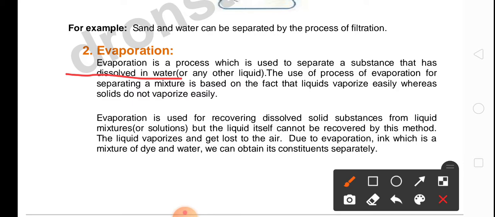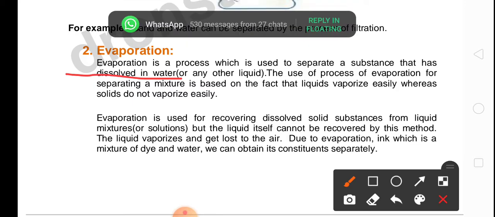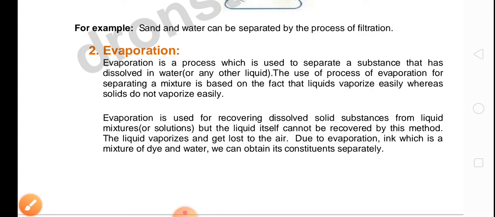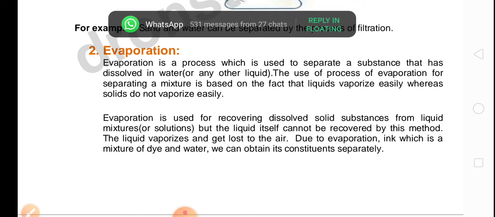I'll tell you one example. If we add salt to water, then salt will completely dissolve in water and we get a salt solution. If you want to get the salt back again, then we need to do evaporation. Evaporation is used for recovering dissolved solid substances. Recovering means to get back again from the liquid mixture, but the liquid itself cannot be recovered by this method.